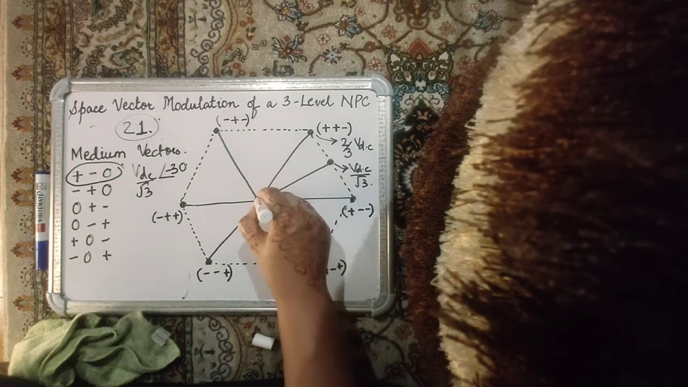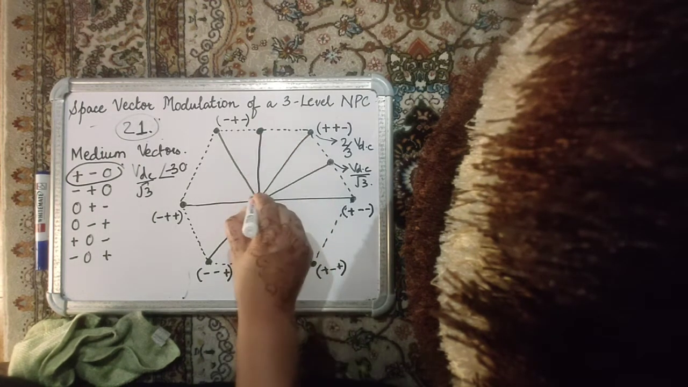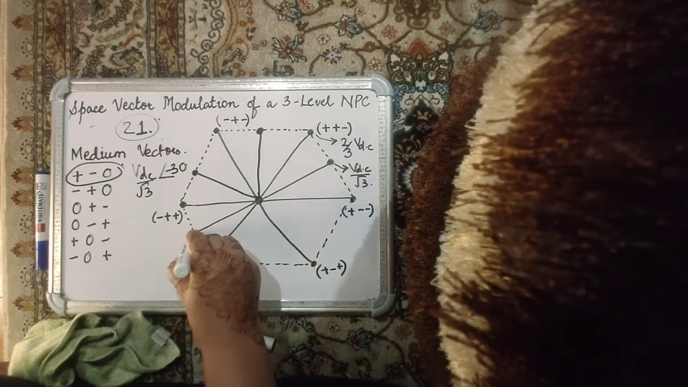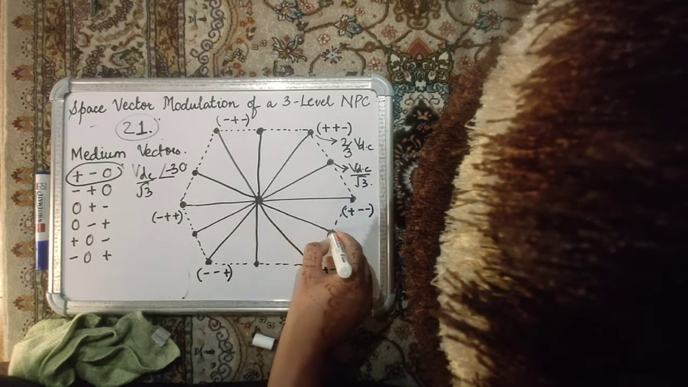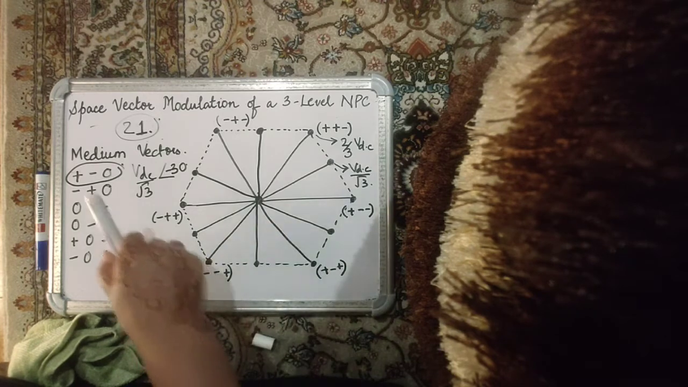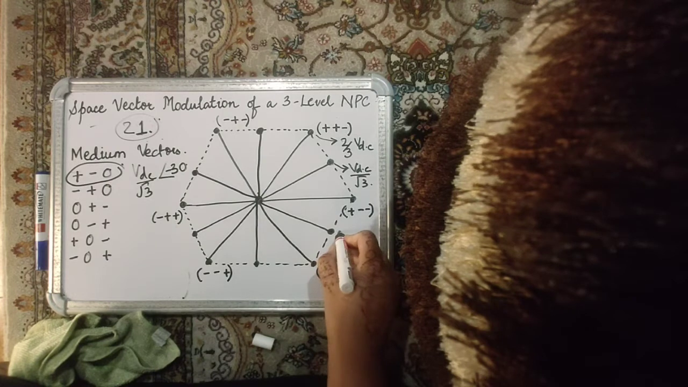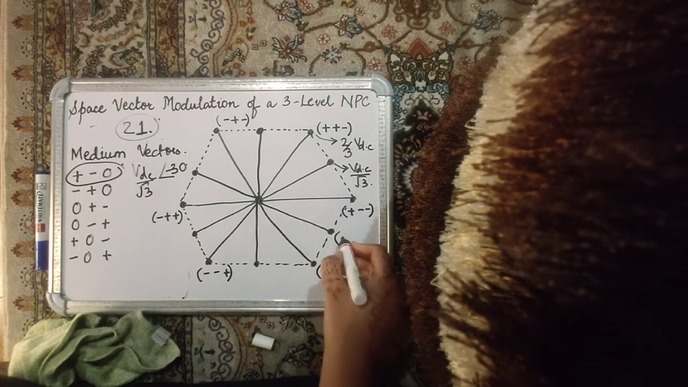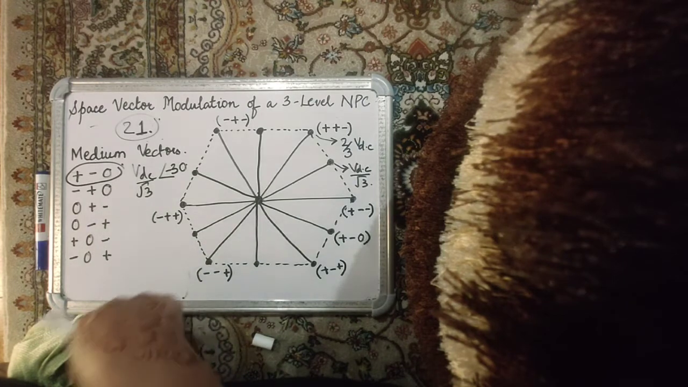So you have a medium vector here, a medium vector here, a medium vector over here, and a medium vector here, and a medium vector over here. This one that we just calculated was plus minus 0. It was at an angle of minus 30. So this one definitely is plus minus 0.